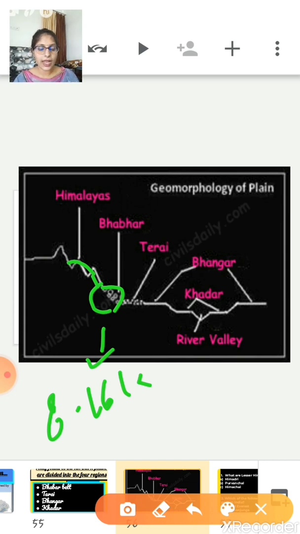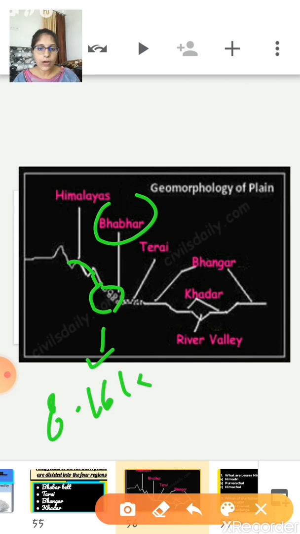This belt lies parallel to the Shivalik range, and it is known as the Bhabar belt. Clear? All the streams and rivers that flow down from the Himalayas disappear in this range. Why? Because this belt contains large pieces of rocks. So all the streams and rivers disappear in this belt.